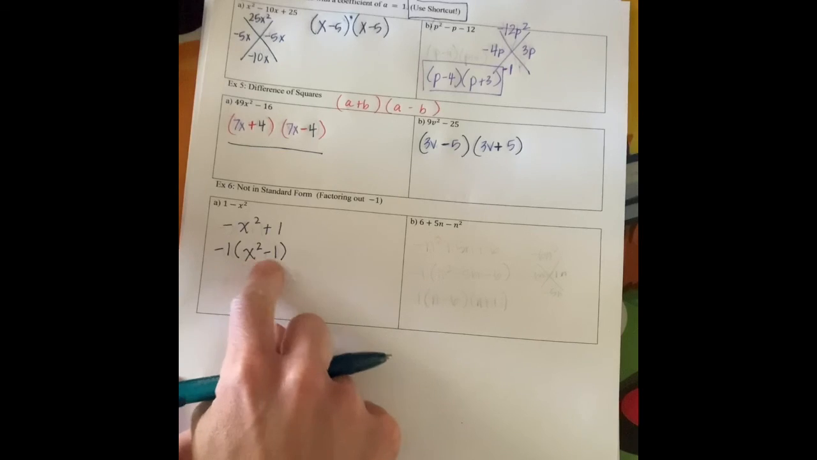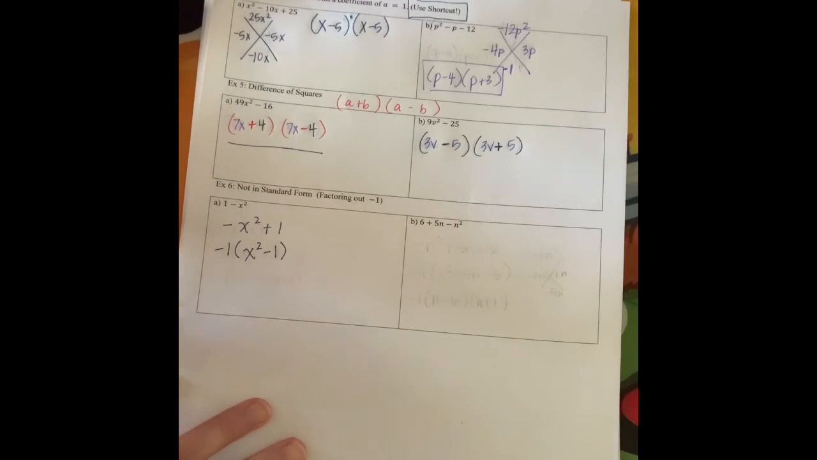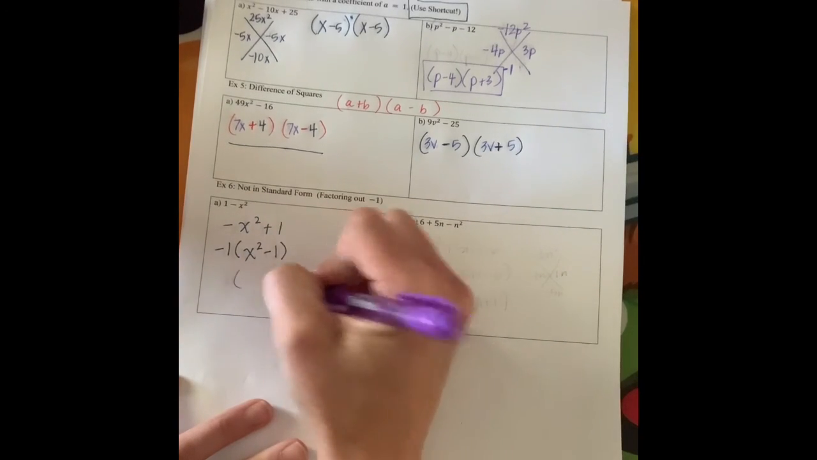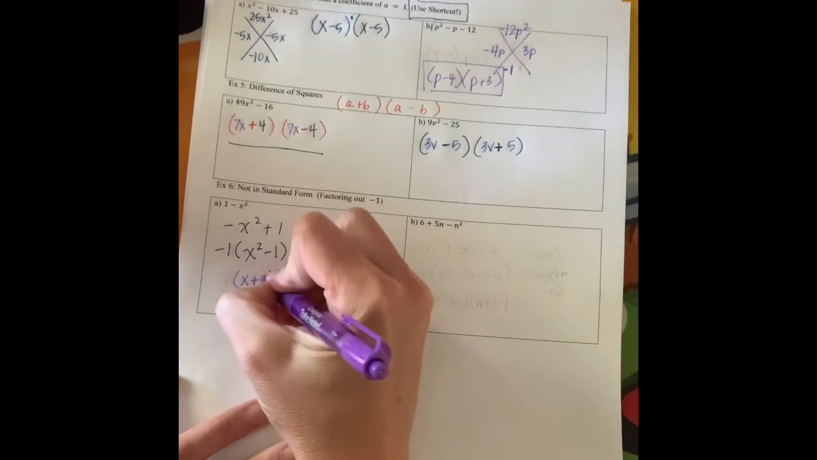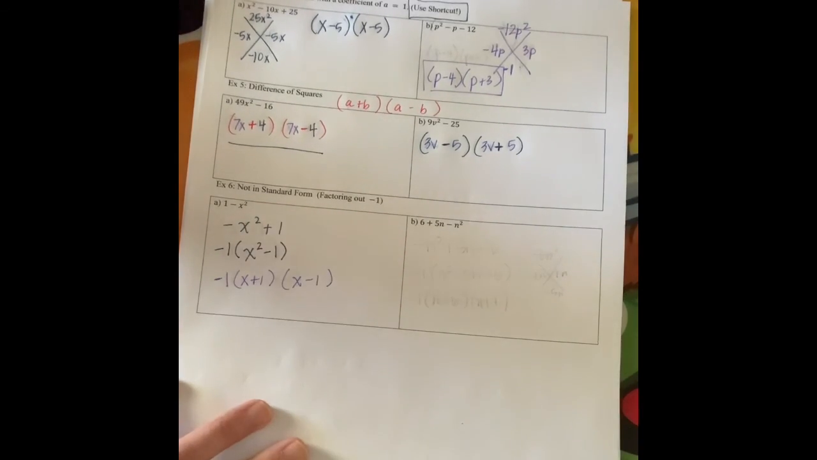Now you'll see you can actually keep factoring this. This is a difference of perfect squares. X squared comes from x and 1 comes from 1. So this becomes x plus 1 and x minus 1 with the negative 1 you took out at the beginning.